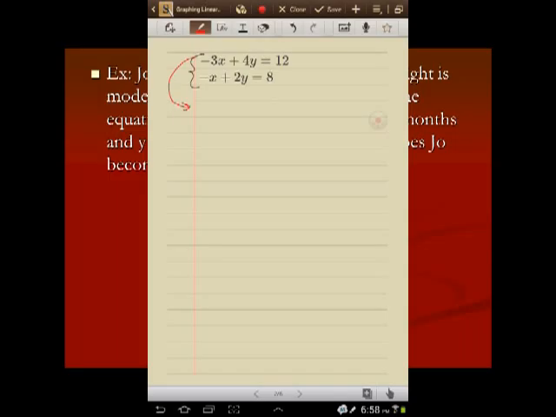First equation. I'm just going to skip that first step. Hopefully we can all see and just add the 3x over. Now I'm going to divide by 4. 3 divided by 4 is 3/4. And 12 divided by 4 is 3. Got to remember, we're dividing the entire equation by 4. Alrighty.